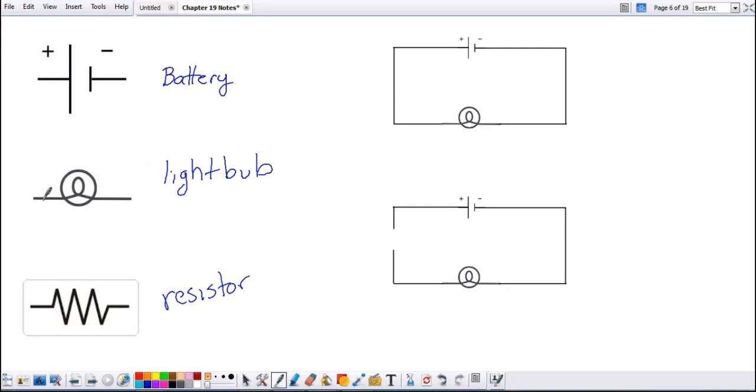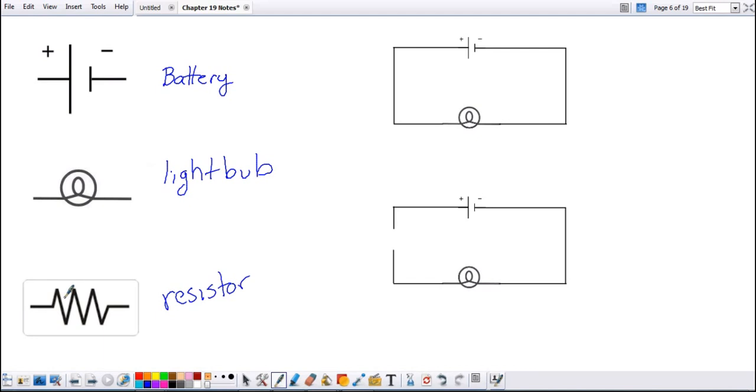In a light bulb, you can kind of look at it. This looks like the filament inside of a light bulb, and then the circle for the actual light bulb. And a resistor is a jagged line slowing down the flow of the electrons. Maybe it kind of looks like a speed bump to you. Okay? So those are the main symbols that we'll be using.